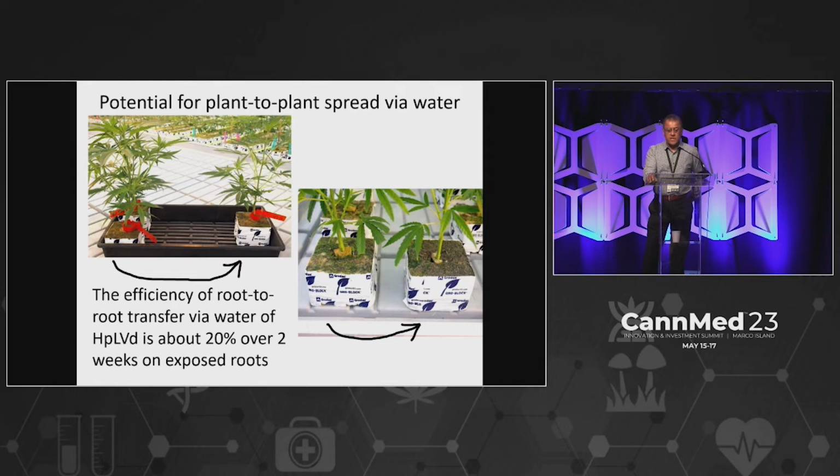And so we demonstrated that again using these two plants that were placed in a flat. The plant on the left was infected, the plant on the right was not. We flooded water through those two plants, and lo and behold, we had a 20% transmission rate from one plant to the next. So this is a common way that growers will water their plants, is to flood them. And the idea here now is that the viroid could move quite readily through the watering system.